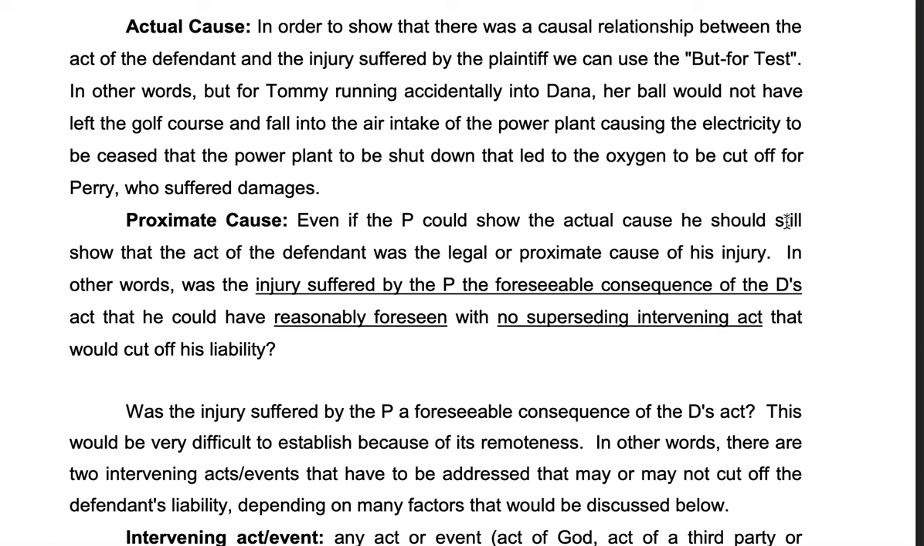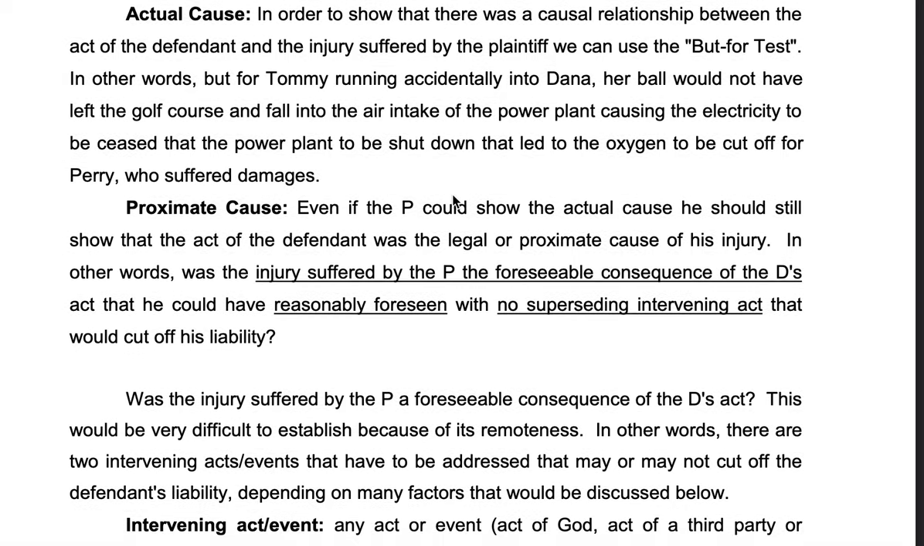Actual cause. In order to show that there was a causal relationship between the act of the defendant and the injury suffered by the plaintiff, we can use the but-for test. In other words, but for Tommy running accidentally into Dana, her ball would not have left the golf course and fallen into the air intake of the power plant, causing the electricity to cease, that led the power plant to be shut down, that led to the oxygen to be cut off for Perry, who suffered damages. Are you seeing a domino theory here? I am. Okay.